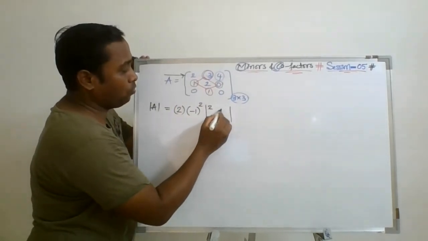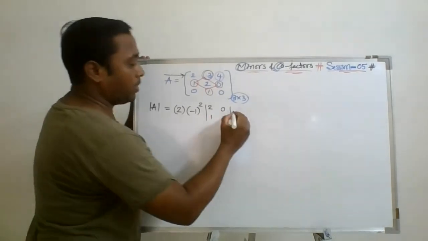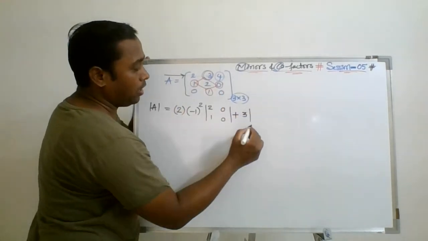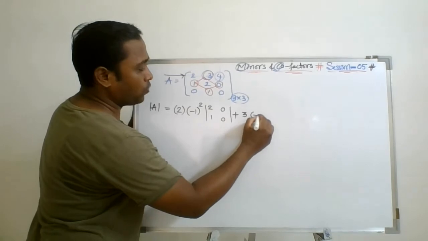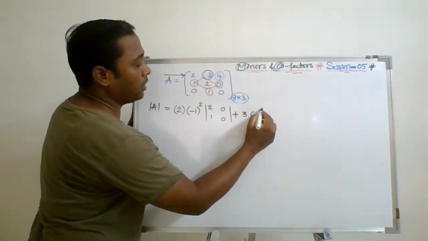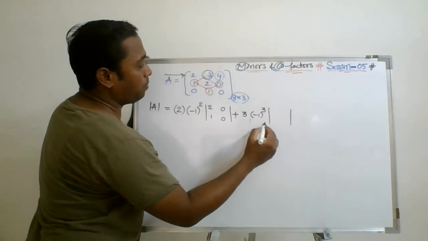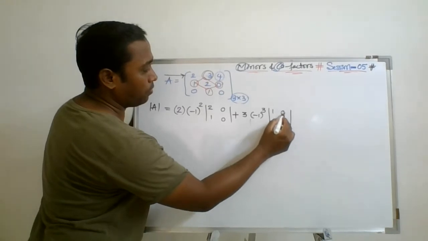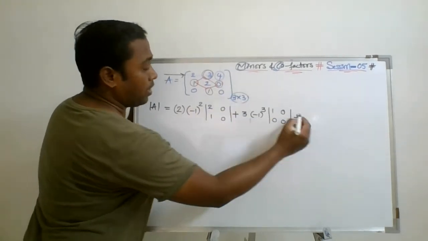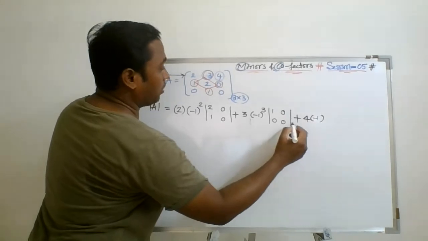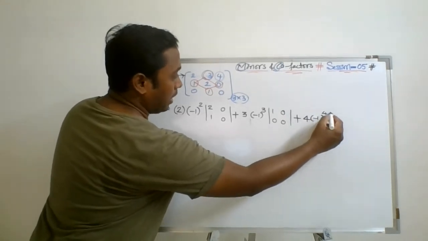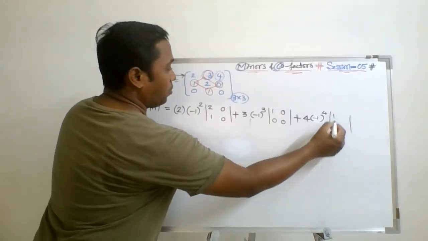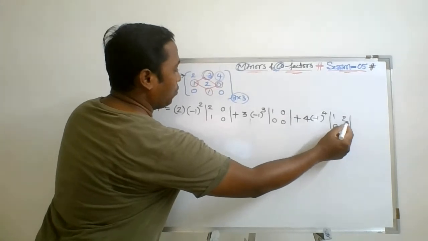So ultimately, 2 times the determinant 1 0 0 0, that is the first element, plus the second element. What is the second element of row 1? 3. So 3 into (-1) to the power of its position. What is the position here? 3. And the determinant obtained by eliminating the row and column is 1 0 0 0, plus now the element 4 and the position, (-1) to the power of 4 into the determinant. What is the determinant we are getting here? The determinant 1 0 2 1.